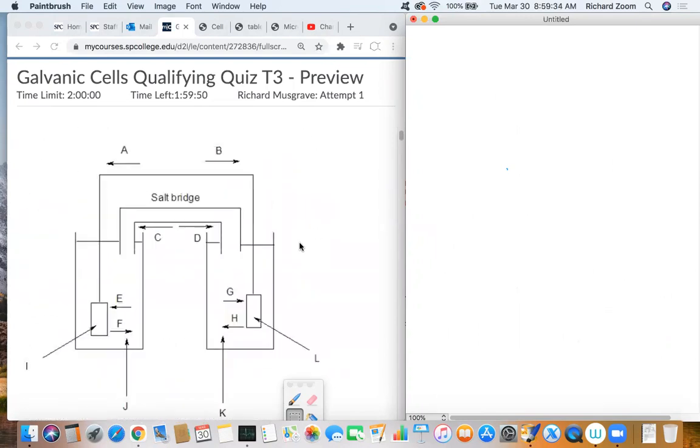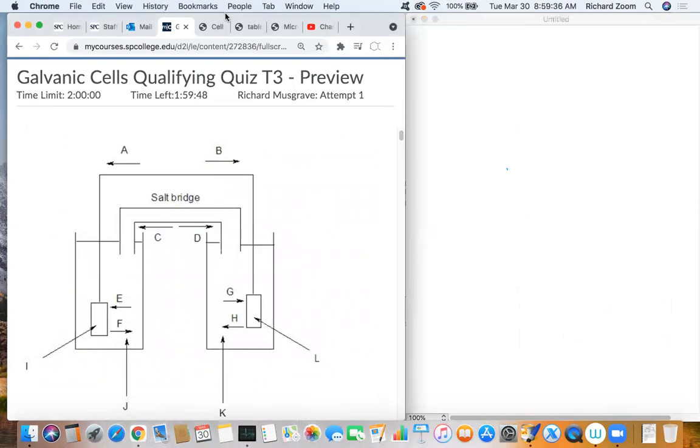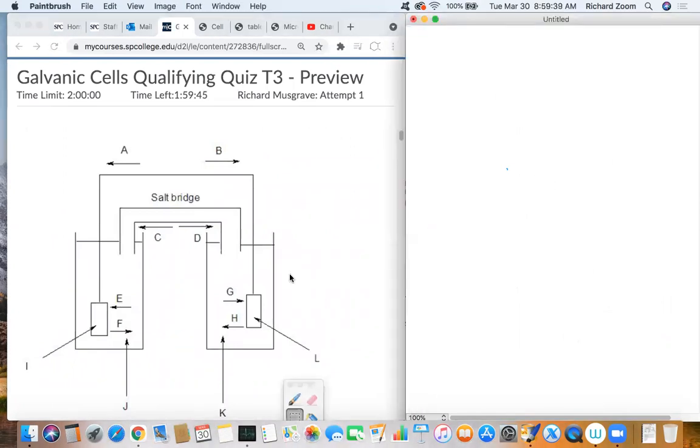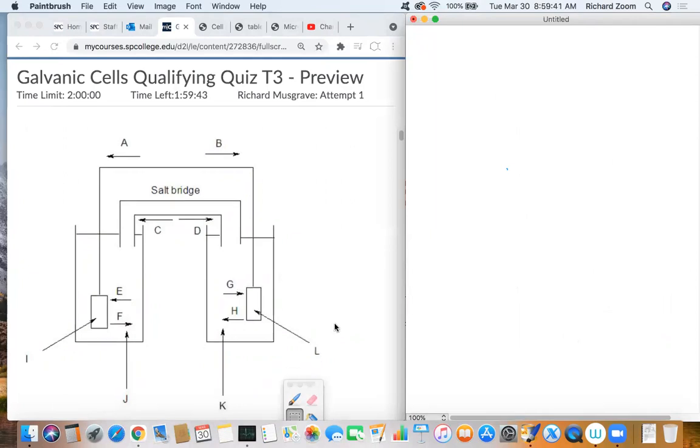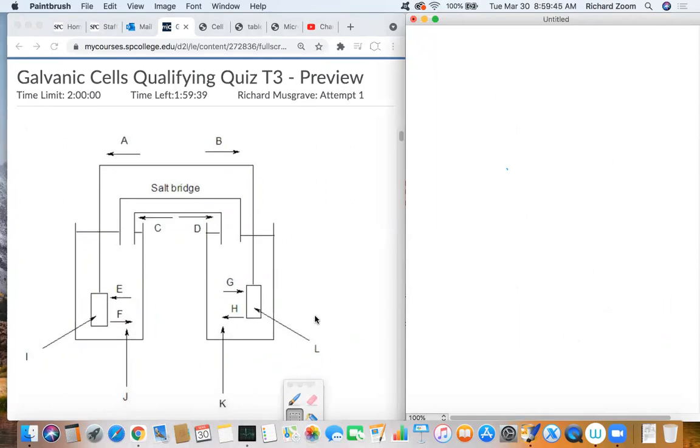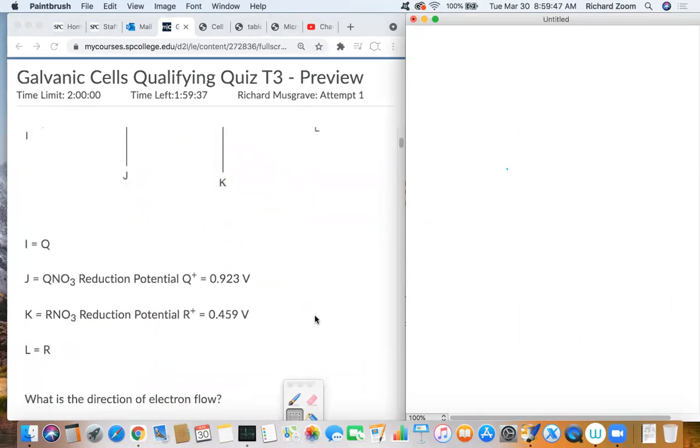So what I do, it's the same kind of setup as we had before, except now it's not W, X, Y, and Z. It's I, J, K, and L. That's just so that the letters come out to be alphabetical, which is kind of cool. And I've got these fictitious elements here, Q and R. Q and Q plus, which is effectively what QnO3 is, and R plus is RnO3, and then you've got R, which is R solid.